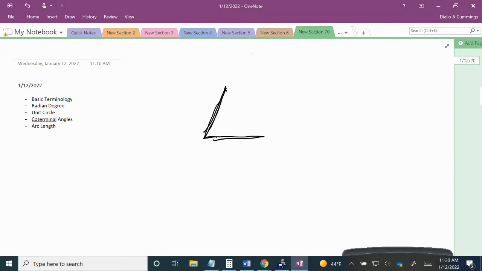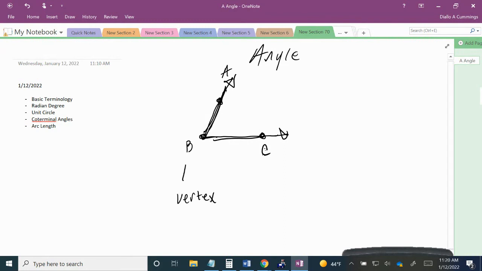Notice here I'm giving an angle, and I'm going to call this A, B, C. Just notice that we have ray BA and ray BC. They're joined together at point B, which is called the vertex. So I can call this angle B, by its vertex alone.